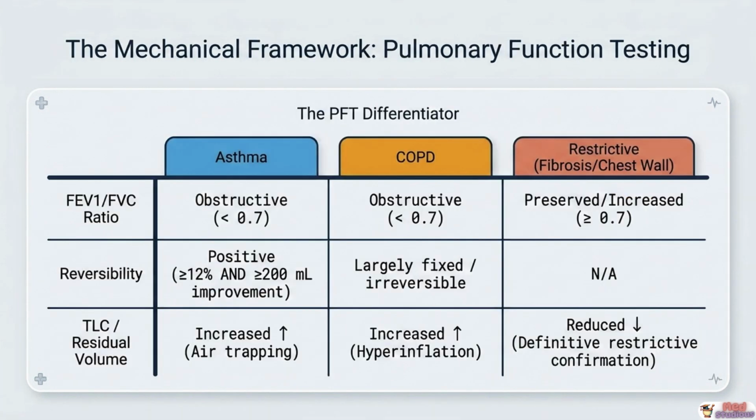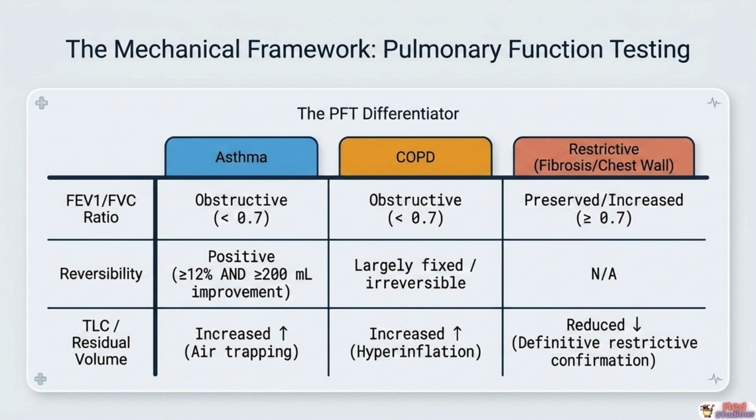Pulmonary function testing provides the essential mechanical framework for distinguishing the 3 major categories of lung disease, and a single comparative table resolves nearly every related exam question. Asthma and COPD both show an obstructive FEV1 to FVC ratio below 0.7, but they are sharply distinguished by reversibility testing. Asthma shows a positive reversibility response, with FEV1 improving by at least 12% and at least 200 milliliters after bronchodilator administration, while COPD obstruction is largely fixed and irreversible.